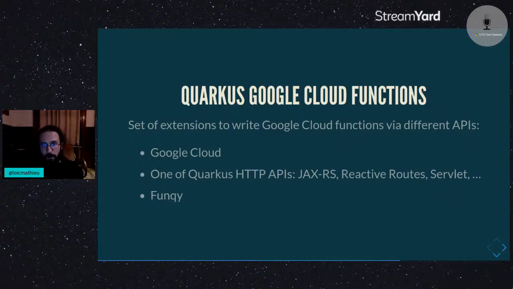So I will make a demo about building a cloud native application with Google Cloud Functions. So I will use the Google Cloud Functions set of extensions. With this set of extensions, you can write Google Cloud Functions with the Google Cloud API, okay? With one of the Quarkus HTTP APIs like JAX-RS, Reactive Routes, Servlet, or with Funqy.